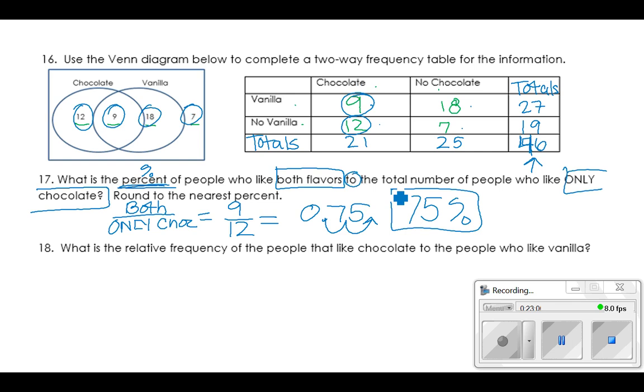And question number 18, what is the relative frequency? That means we're leaving it as a decimal, of the people that like chocolate to, another special word, the people who like vanilla. So our word fraction is the people that like chocolate over the people that like vanilla.